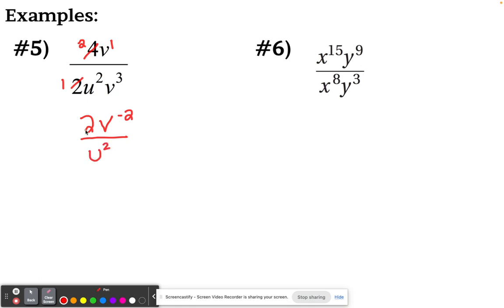I don't need to put that 1 in front. When your coefficient is 1, you can leave it off. Next step, I need to bring that v downstairs. So I'm going to be left with 2 over u to the second power, v to the second power.